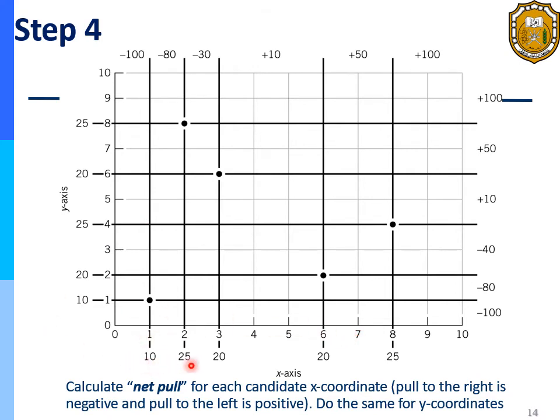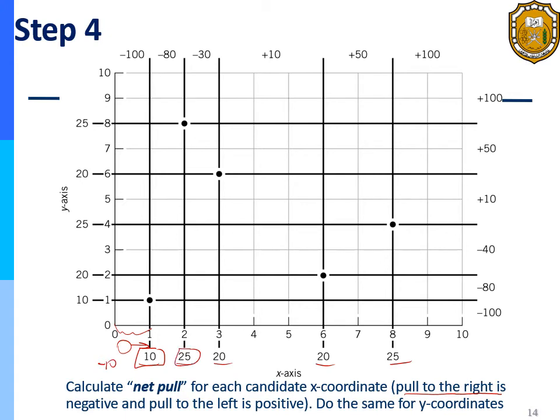Yes, 10, 25. So let me write this: 10, 25, 20, 20, 25. They are all to the right of this column. Then it says that the pull to the right is negative. Okay, this one pulls this to the right, and since it is to the right, it is minus 10.